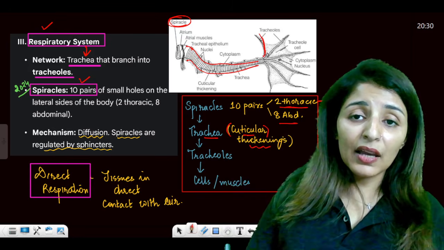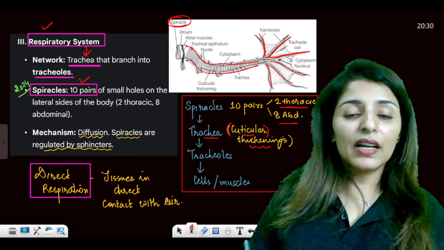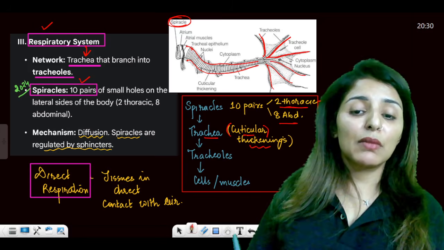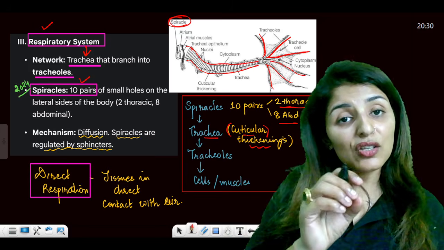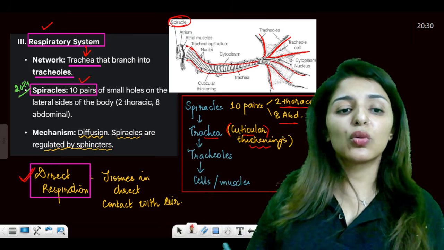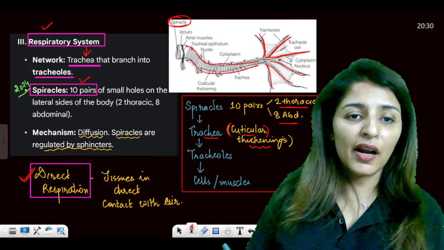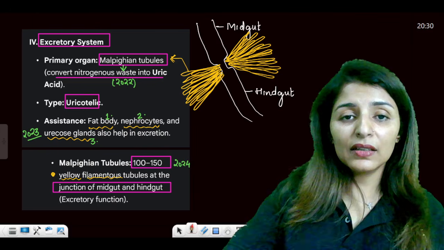And then this trachea breaks down into many tracheoles, and from tracheoles it directly moves into the cells and muscles. So there is a direct connection between atmosphere and the cell. Such respiration is known as direct respiration because the cells are in direct contact with the atmosphere. I hope these points are clear to all.